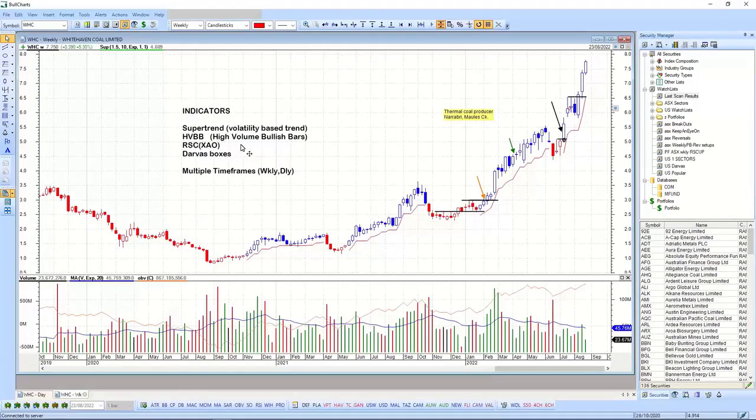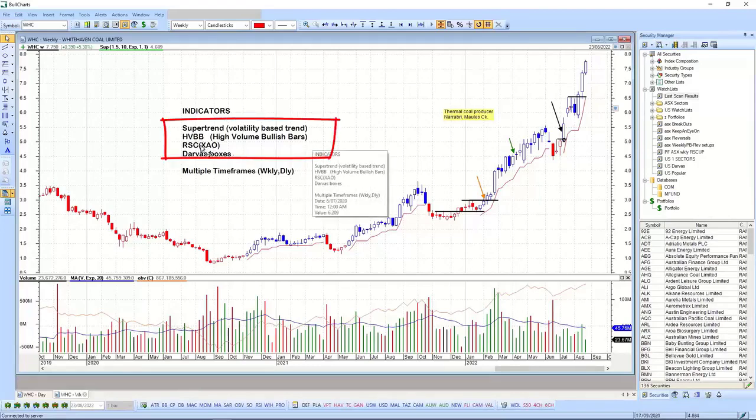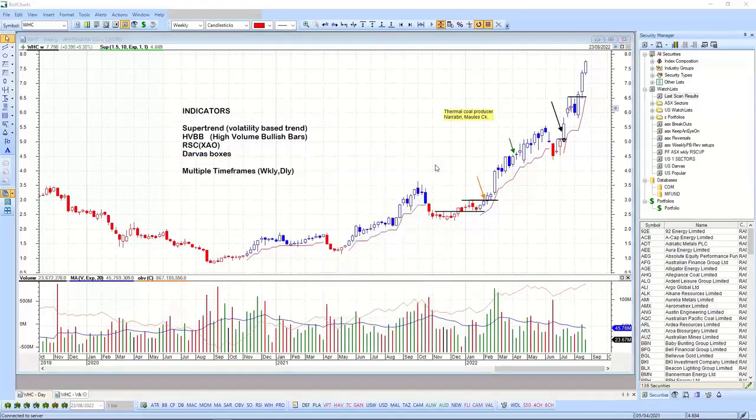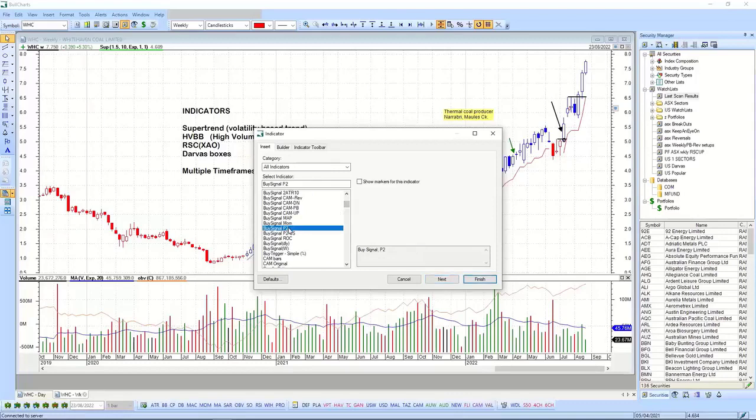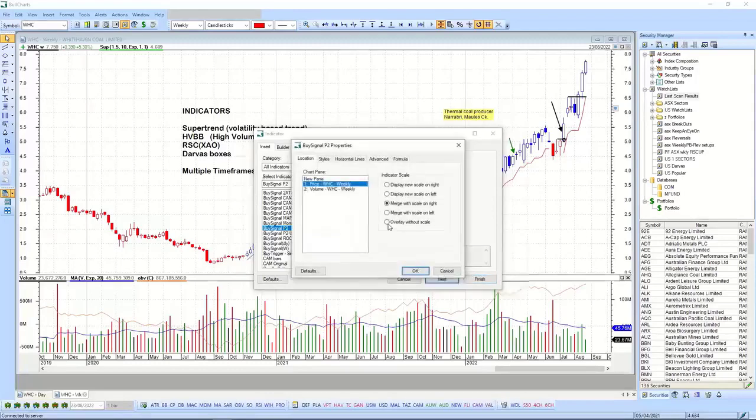Okay, so the next indicator is, I said I was a price and volume observer. So my next indicator is one that I made up that shows me the high volume bullish bars. So if I insert this, I've created this buy signal. Here it is, P2. Styles, okay, buy signal, tiny, below, and no label.